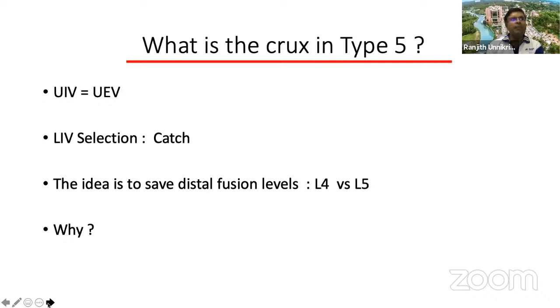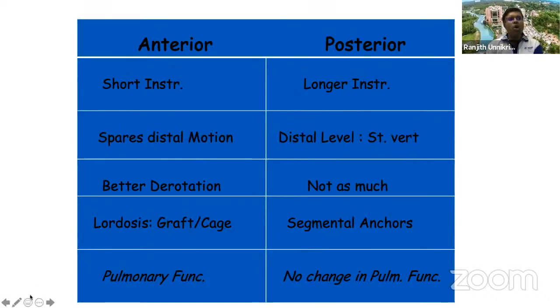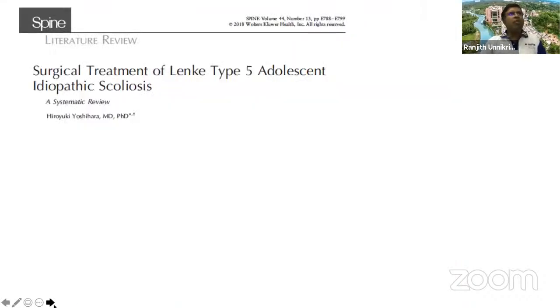Because we all know that if you can really stop at L4 or L5, you will really get 73%, 75% of the lumbar mobility if you can stop at L4. Now, we are all familiar with the standard pros and cons of anterior versus posterior: shorter segment, saving levels, better rotation, etc. Now, the question is, is it really relevant in today's scenario and today's literature information?